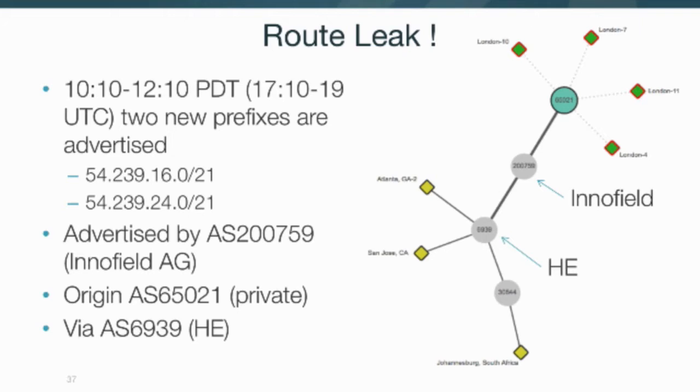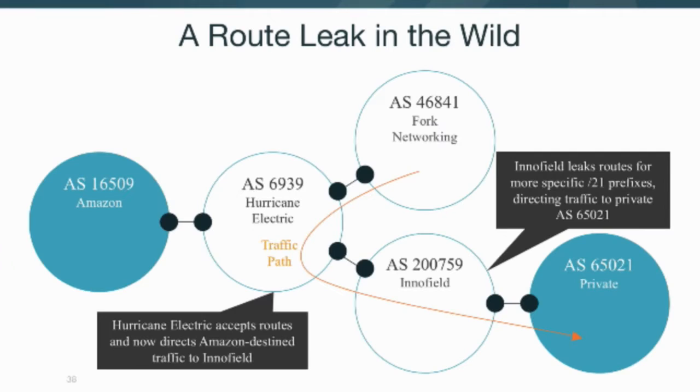Highlighting again the way this graph lays out, the green node is 65021, which is a private AS number, the origin, which is originating that block. That block was announced to InnoField, which is 2000759, which then passed it on to Hurricane Electric, and Hurricane Electric managed to propagate it further. So this is what we saw at the BGP level, which was really interesting. So clearly there was something weird going on here.